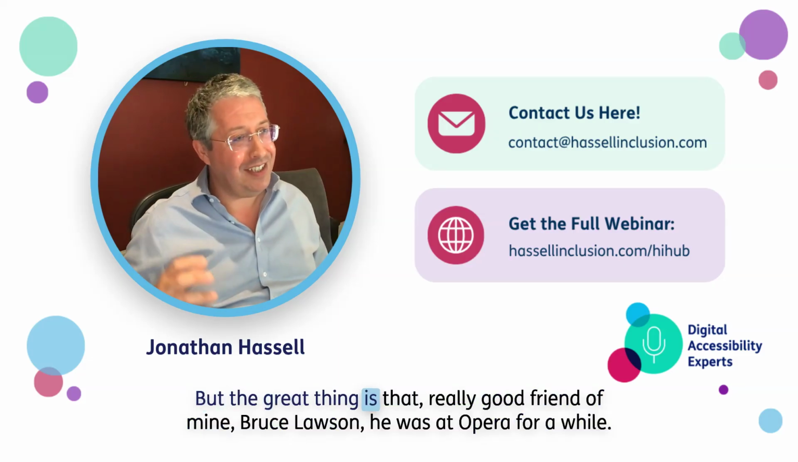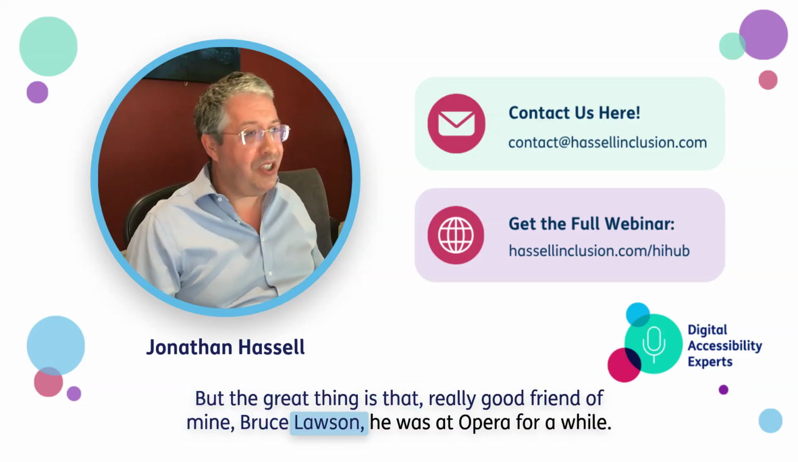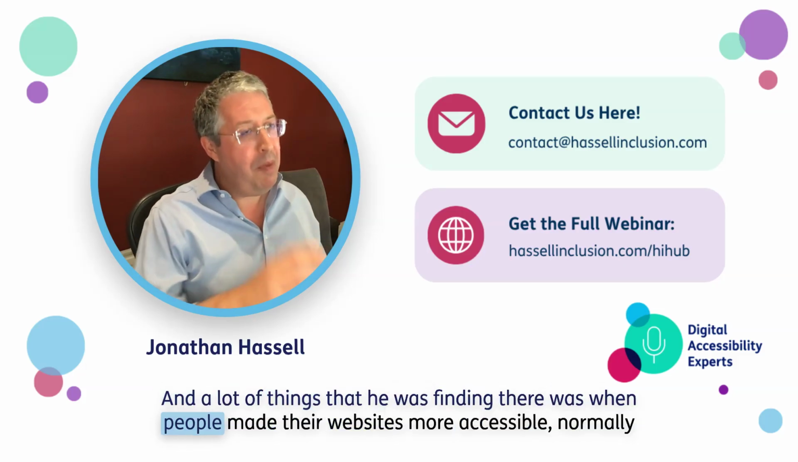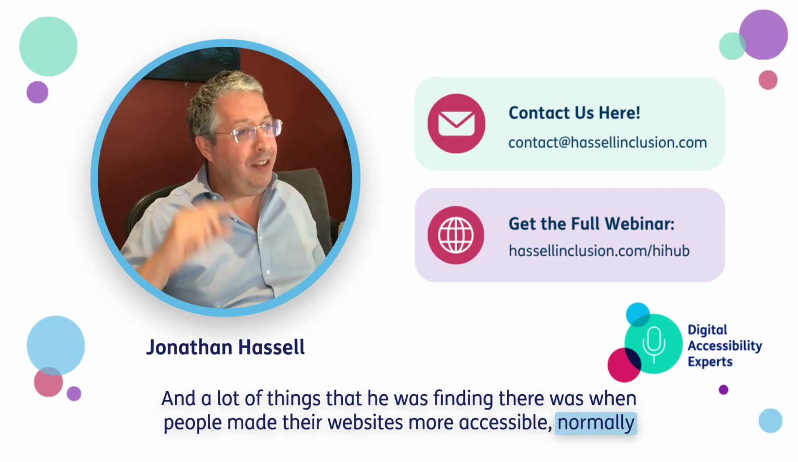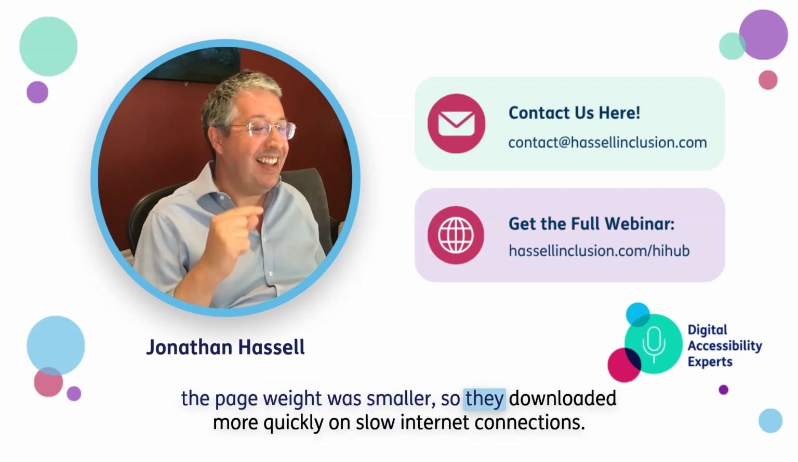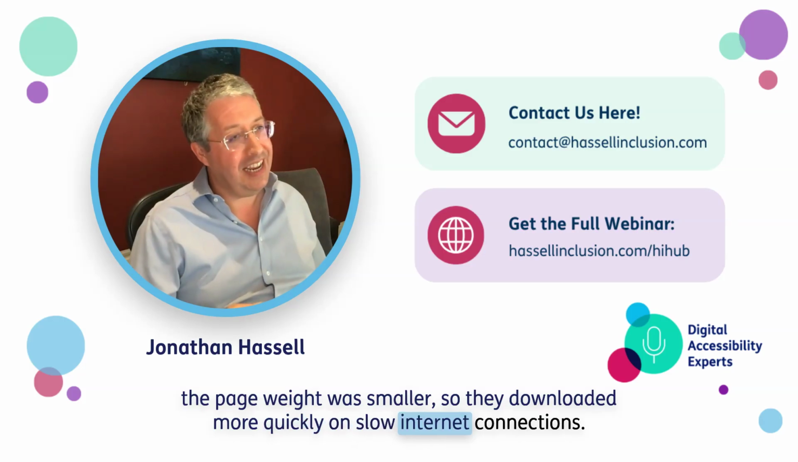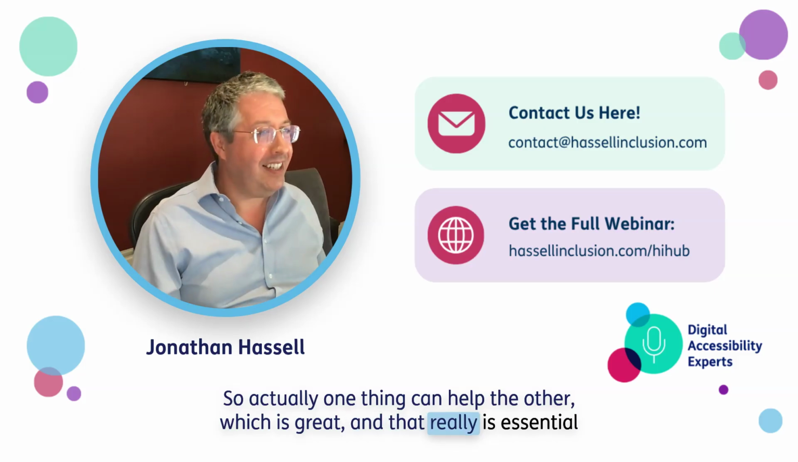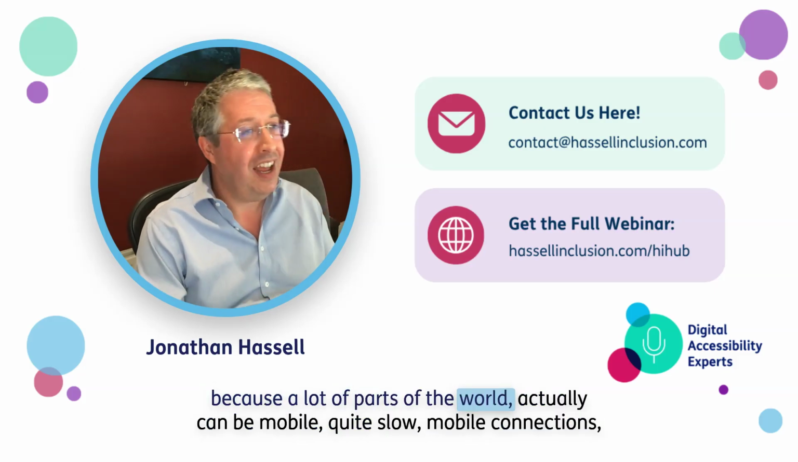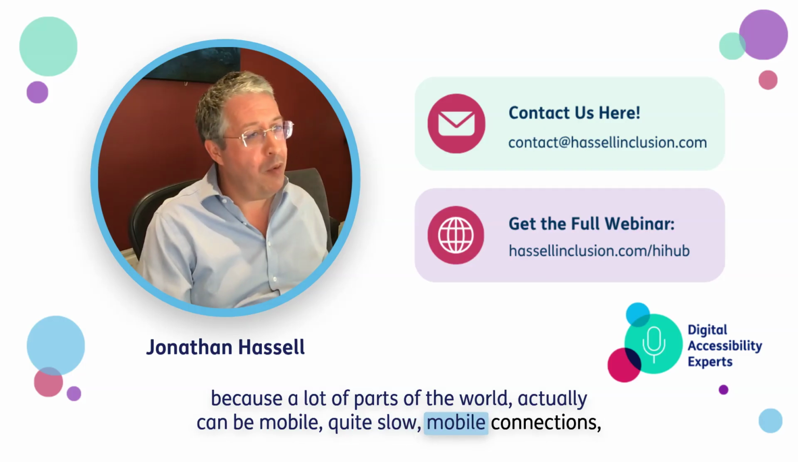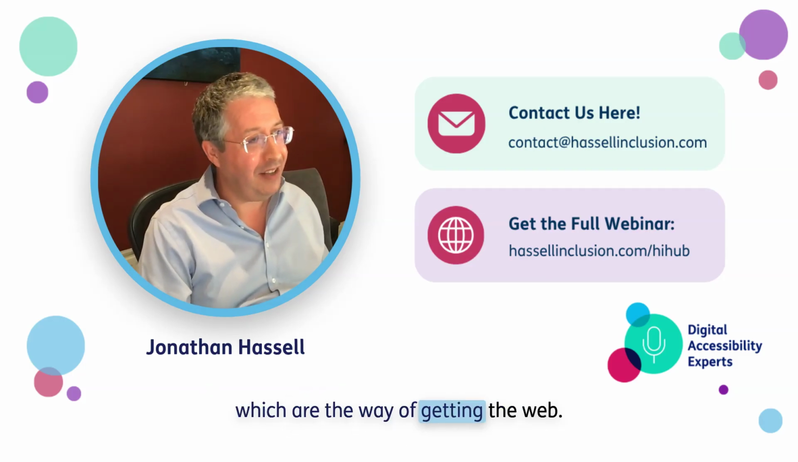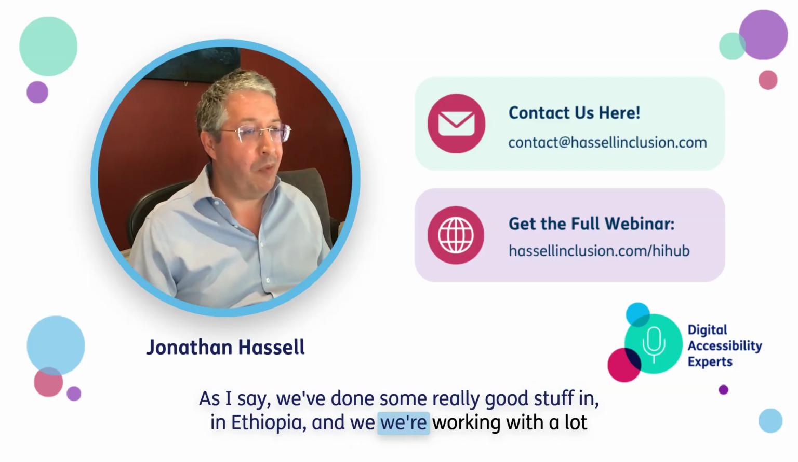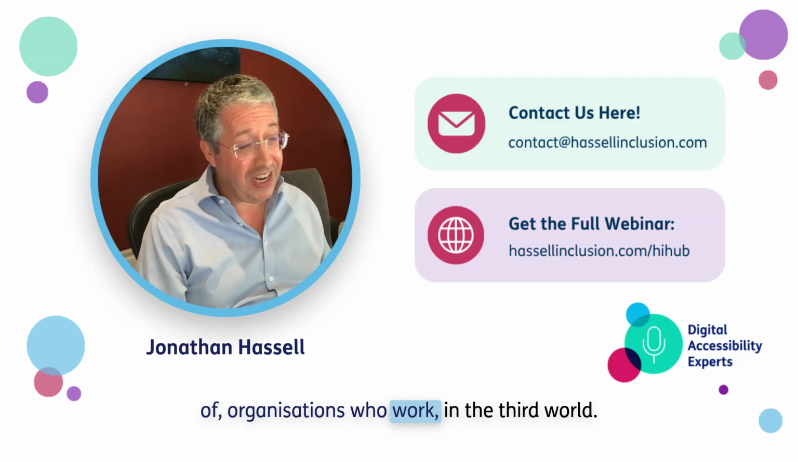But the great thing is that a really good friend of mine, Bruce Lawson, who was at Opera for a while, found that when people made their websites more accessible, normally the page weight was smaller, so they downloaded more quickly on slow internet connections. So actually one thing can help the other, which is great. And that really is essential because in a lot of parts of the world, quite slow mobile connections are the way of getting the web. As I say, we've done some really good stuff in Ethiopia, and we're working with a lot of organizations who work in the third world.